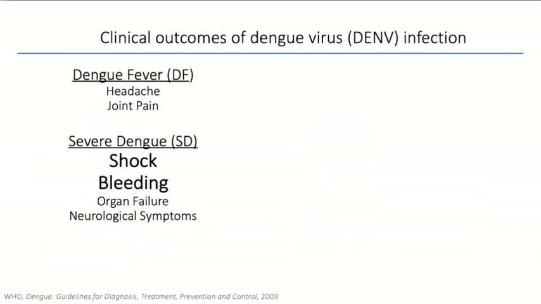Symptomatic dengue virus infection can present as mild dengue fever or severe dengue. Dengue fever is defined by flu-like symptoms such as headache, joint pain, and myalgia, or pain behind the eyes. For reasons that we don't understand, a small proportion of dengue fever patients go on to develop severe dengue, which is characterized by hypovolemic shock or hemorrhaging from leaky capillaries. Occasionally, organ failure and neurological symptoms occur as well.